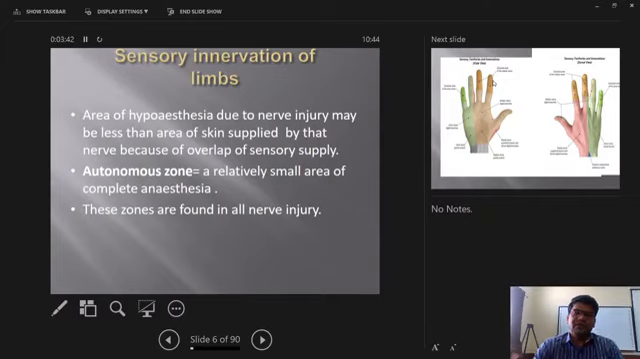Okay, so if there is a nerve injury, there is complete loss of sensation in the autonomous zone, because the autonomous zone is a zone which is supplied exclusively by the peripheral sensory nerve. Okay, so these zones are found in all nerve injuries. The autonomous zone is a relatively smaller area of complete anesthesia. Why? Because this autonomous zone is supplied exclusively by the sensory nerve.